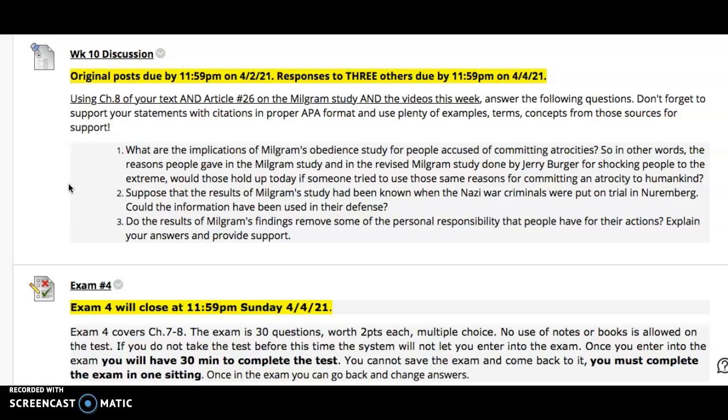What were some of the reasons people gave in the Milgram study and in the revised Milgram study for shocking people to the extreme in the study? Would those hold up today if someone tried to use those same reasons for committing an atrocity to humankind? So the people that went all the way to the highest shock value, a lot of them tried to pass off the blame and not pin it on themselves.